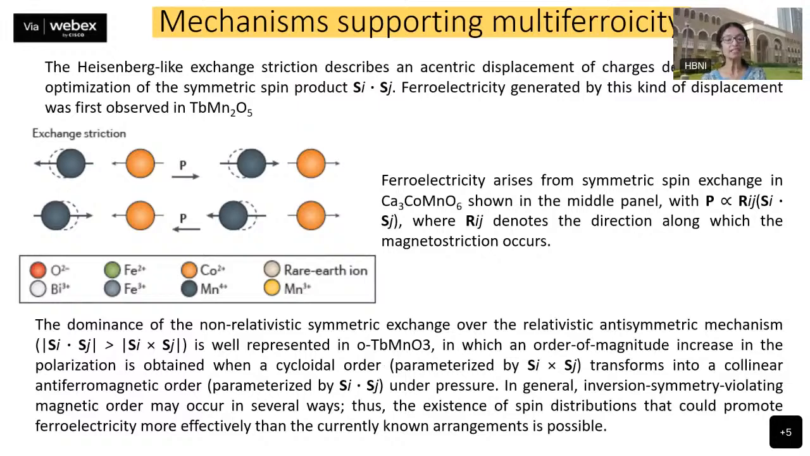The other is a Heisenberg-like exchange striction, and this is an acentric displacement of charges which is derived from the optimization of the symmetric spin product Si dot Sj.